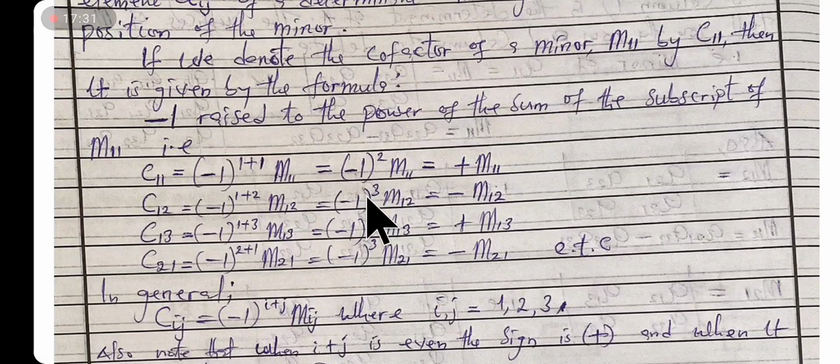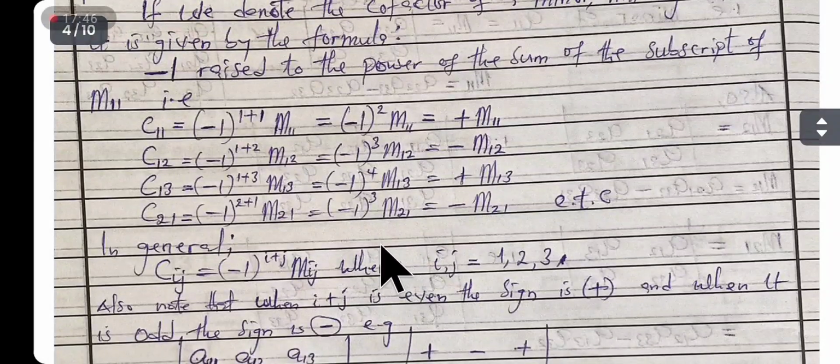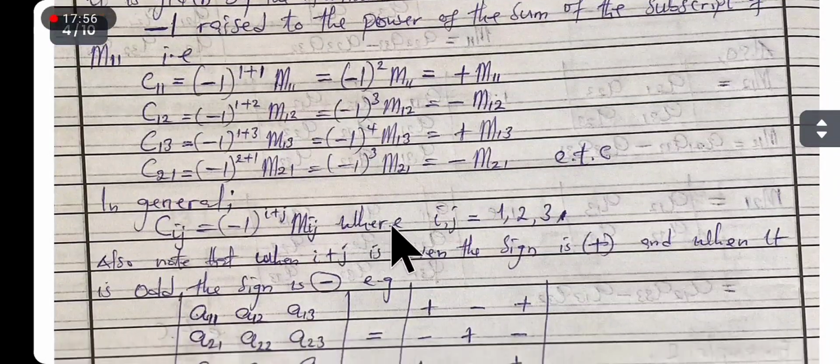Minus times minus is plus. Plus times minus is minus. So we discover that the sign is this. Also look at this too. The same thing happened here. And then the same thing happened here. Now, if you look at this, you discover that this is following a trend: plus, minus, plus, minus. You discover that it's following a trend. So in general, I'll use that to conclude.